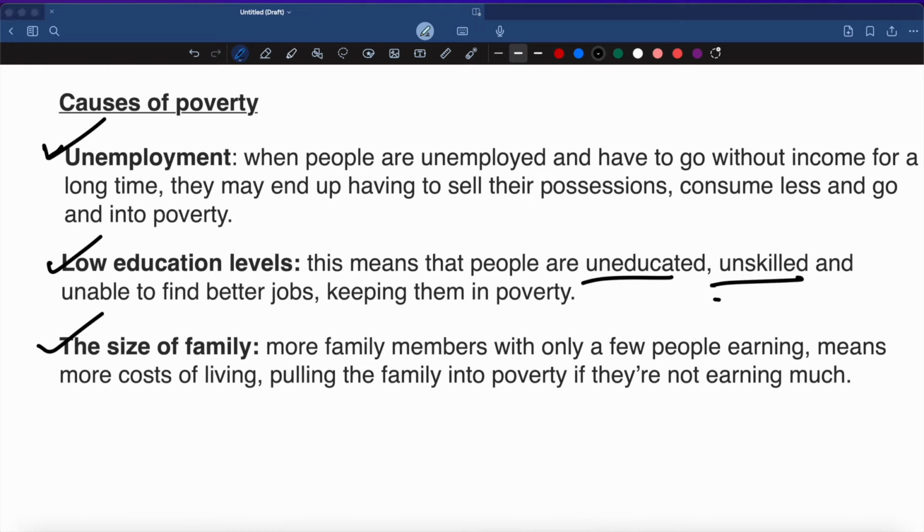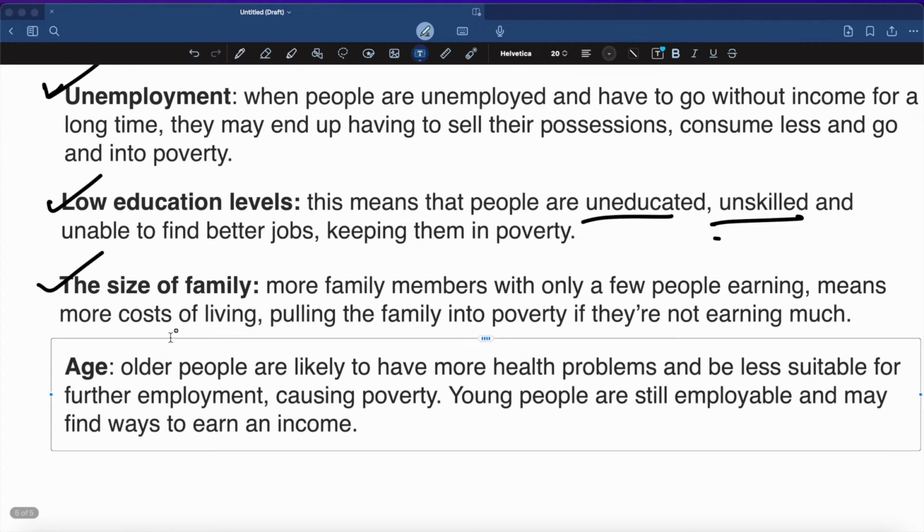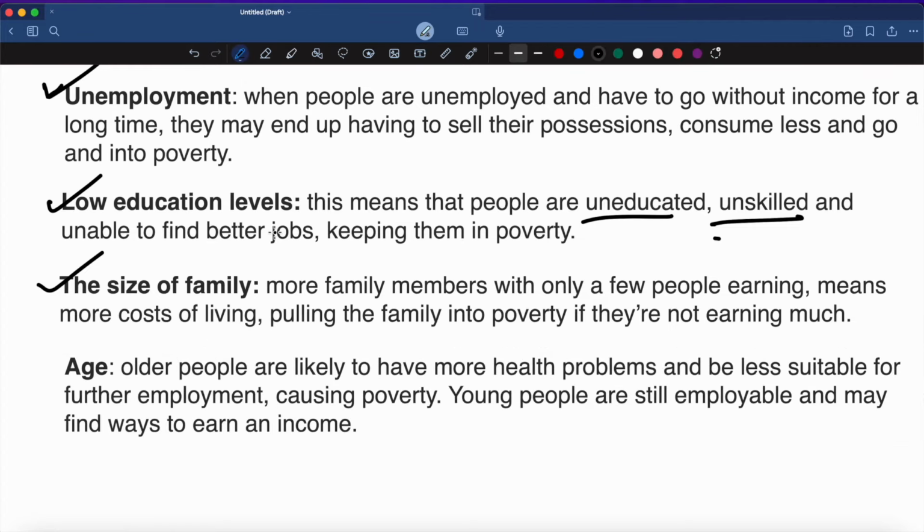The next one is age. Older people are likely to have more health problems, and therefore I may not be fit for employment, which could mean my income is low. So age is another factor. Tick that off. That causes poverty as well.